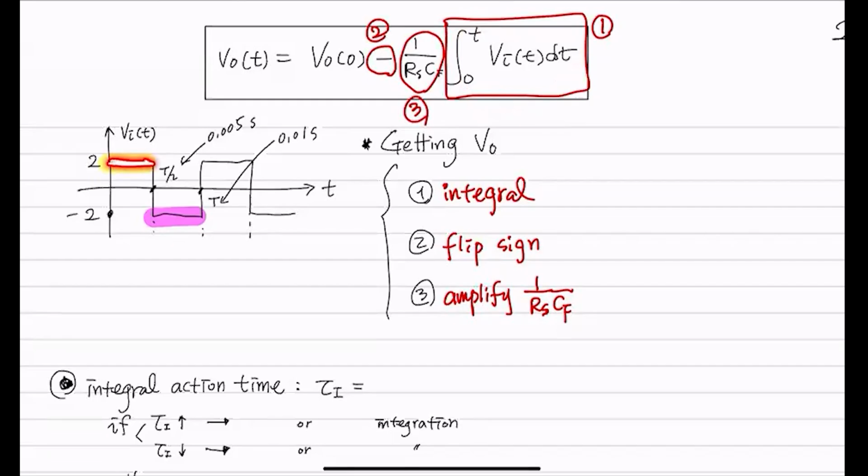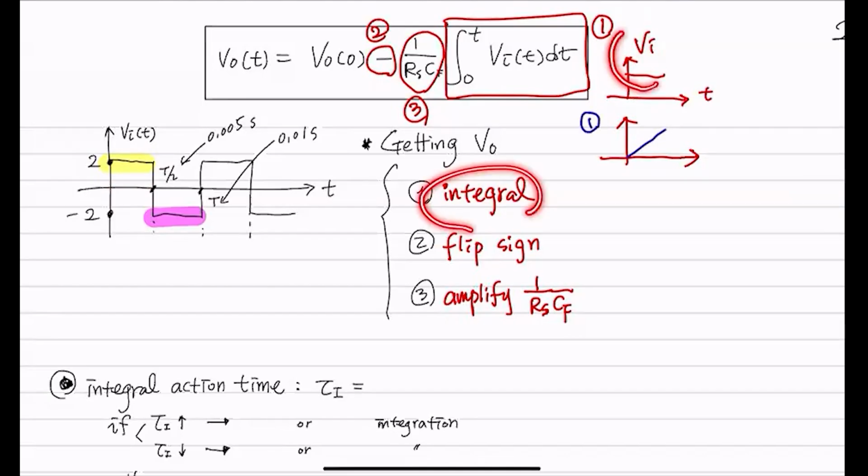Okay, so for this time period, from here to there, your input is just a straight line. You have Vin as a straight line. Then what should we do? First, you find the integral of this. What's the integral of a straight line? It's a ramp, right? So you have a ramp like this. That's step number 1. You get the integral. So your input was just a constant. What's the integral of a constant? It's a ramp, right?